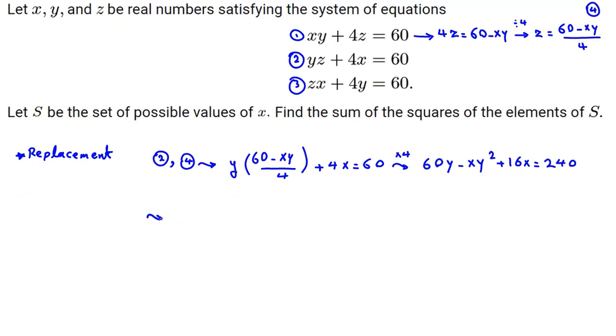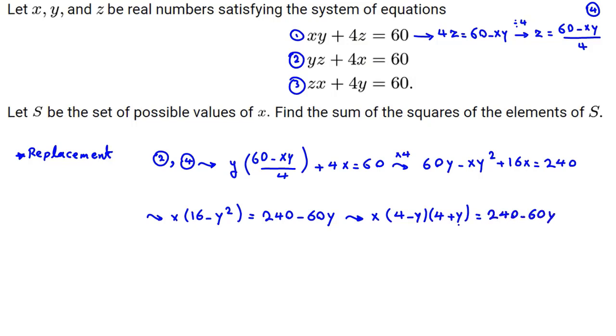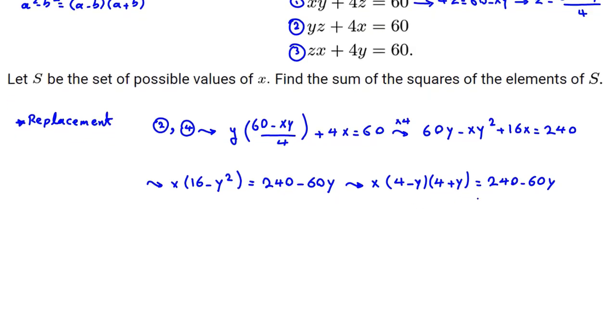So we say x times (16 minus y squared) equals 240. We take 60y to the right hand side, minus 60y. Now, if we divide, we can say x times, you can factorize 16 minus y squared: (4 minus y) times (4 plus y) equals 240 minus 60y. Here we've used the famous identity that a squared minus b squared is (a minus b) times (a plus b). Now I want to divide both sides by (4 minus y)(4 plus y).